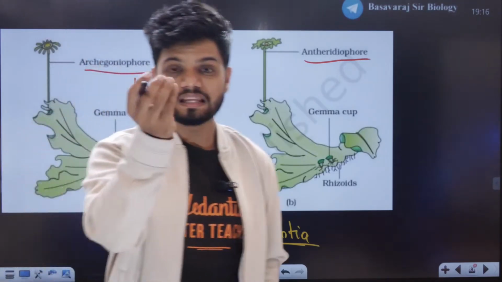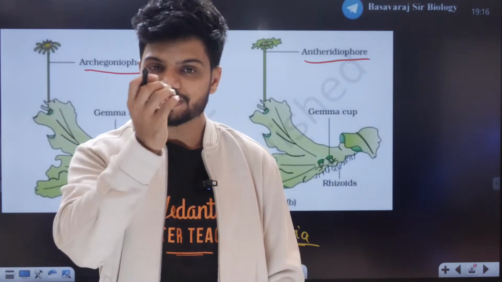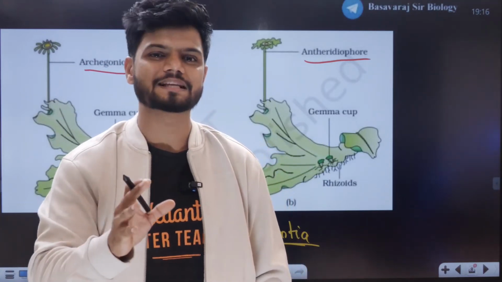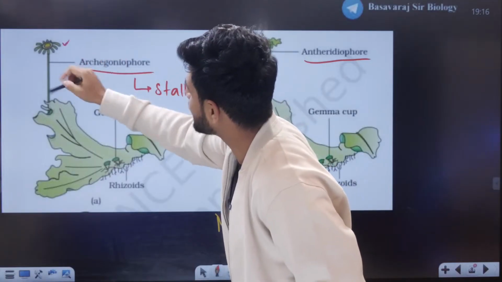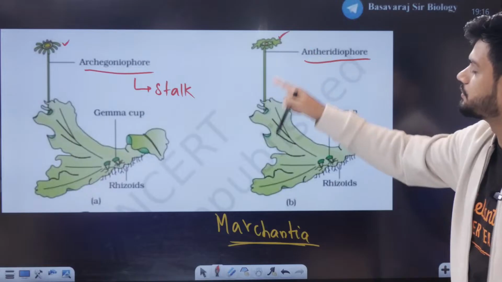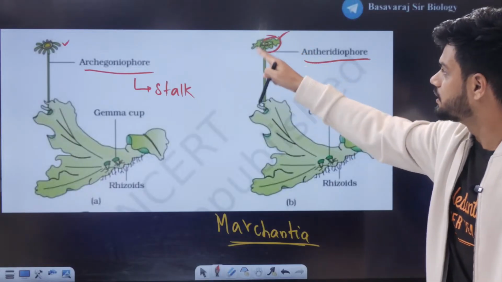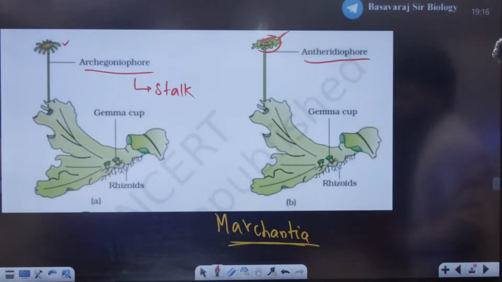For example, a leaf has a stalk called petiole, a flower has a stalk called pedicel. So this also is a stalk. Then what is the sex organ here? This Archegoniophore will have archegonia, or archegonium, here. Antheridiophore will have antheridia here. So antheridia is a sex organ. This is the stalk here. Now this is the thallus of a Marchantia.